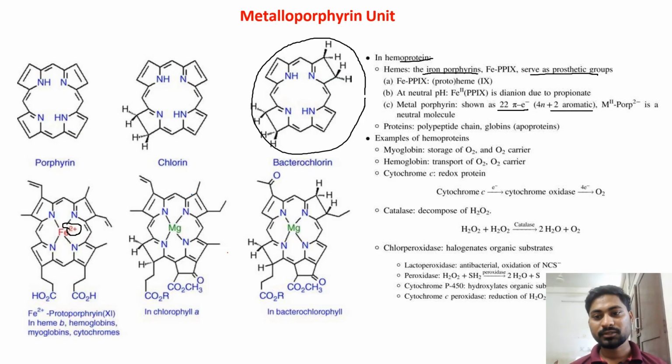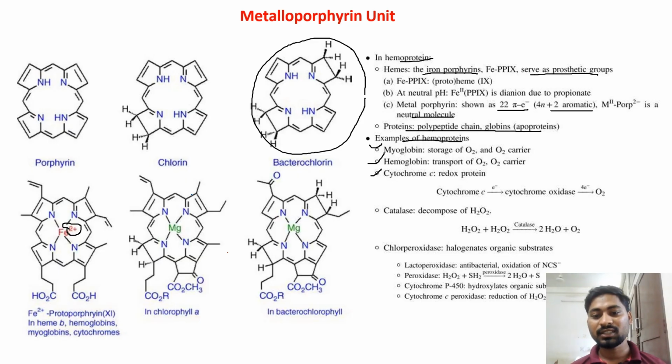satisfies Huckel's rule. What is Huckel's rule? An aromatic compound should be planar, conjugated, and highly stable, and it follows 4n plus 2 pi electrons. Hemoproteins consist of polypeptide chains, the globulin apoproteins. Examples of hemoproteins are myoglobin, hemoglobin, and cytochrome.